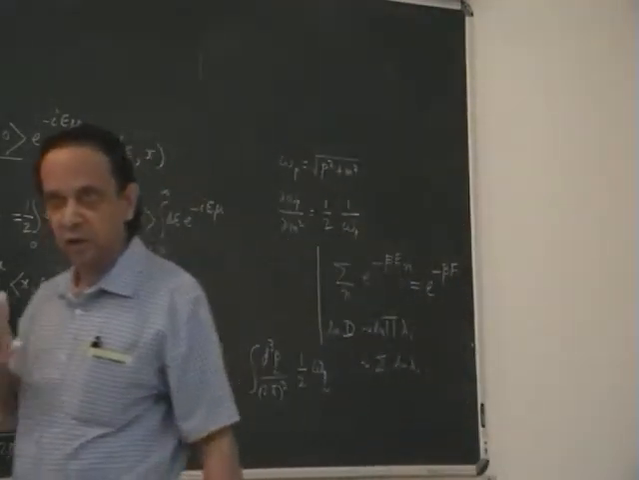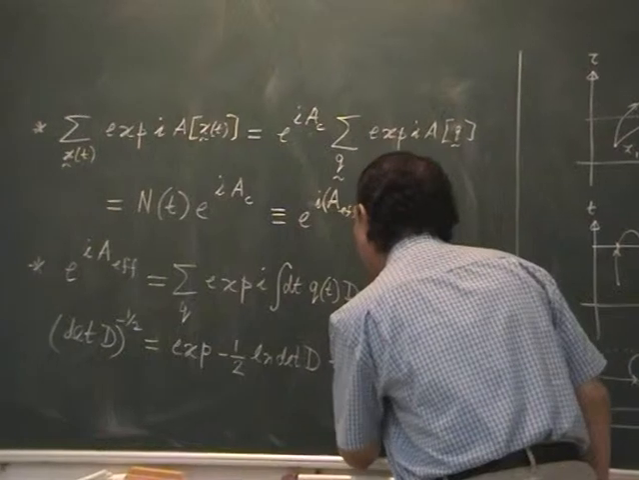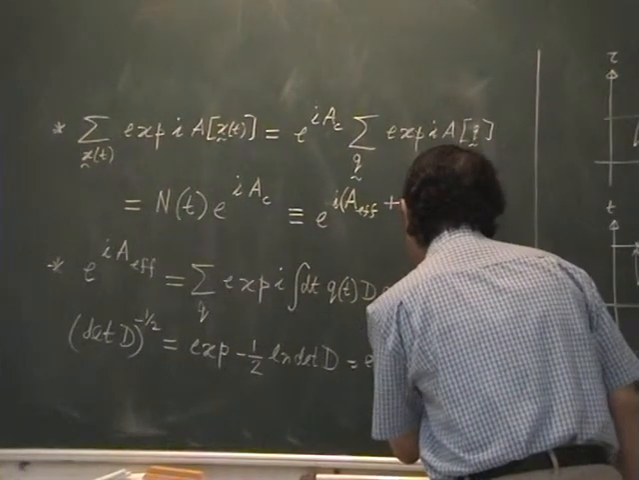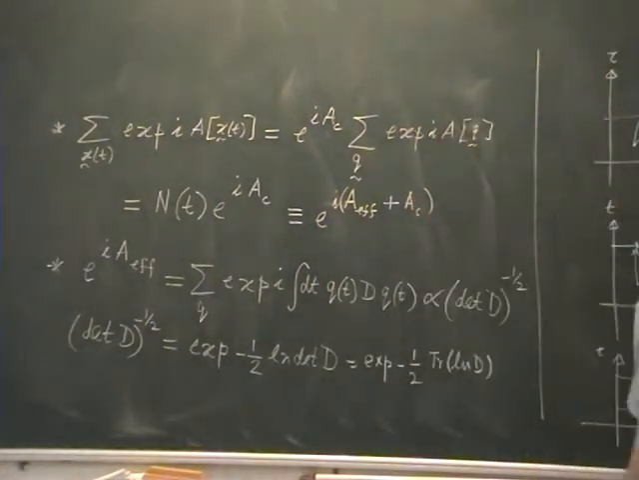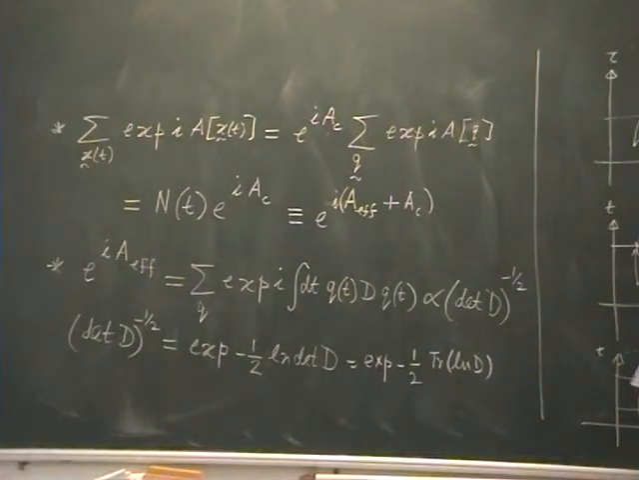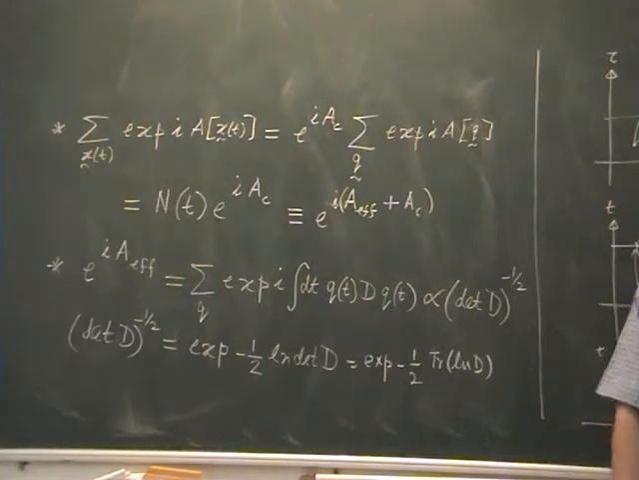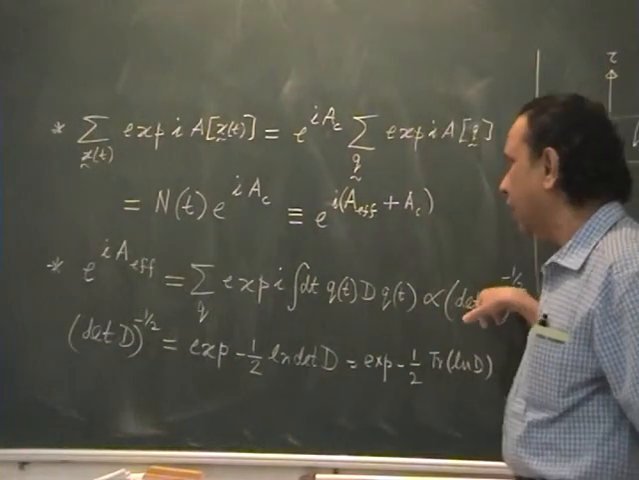So in case you did not know that, you should work that out, or I will throw it in this time as an exercise. So this is exponential minus half trace log D. We are almost there. Don't lose heart. So this is trace log D. Now you just have to define this trace in a suitable manner. Okay? The way we will do this is that this is determinant of D to the minus half.